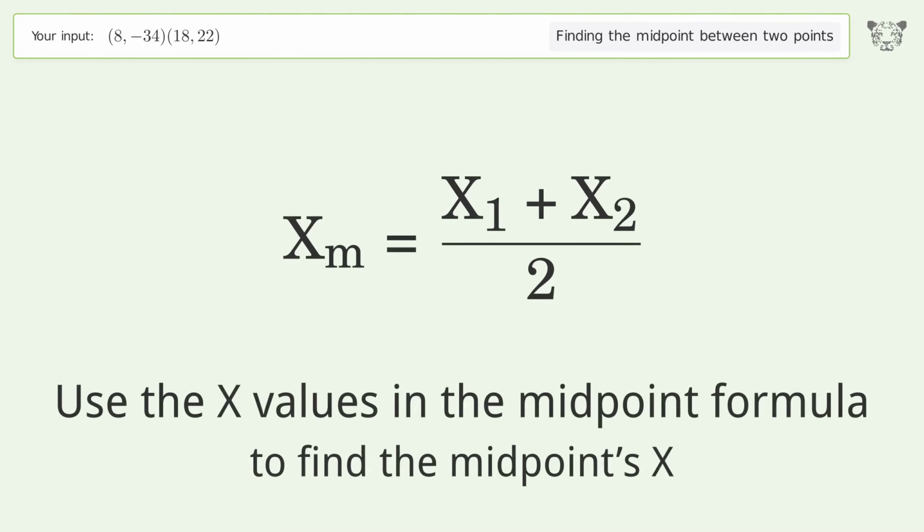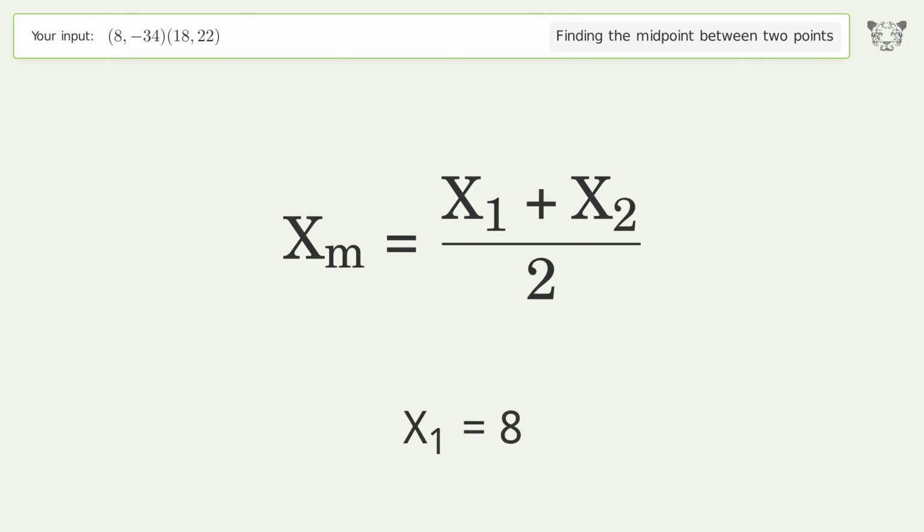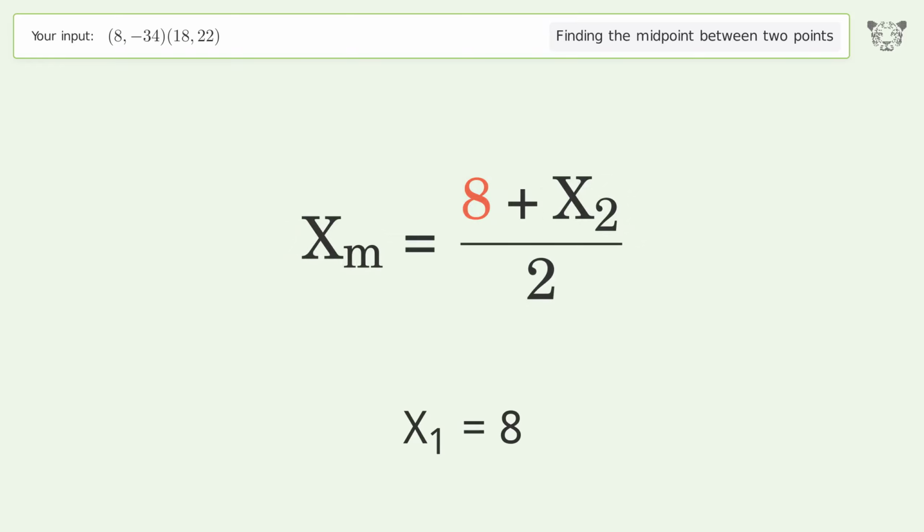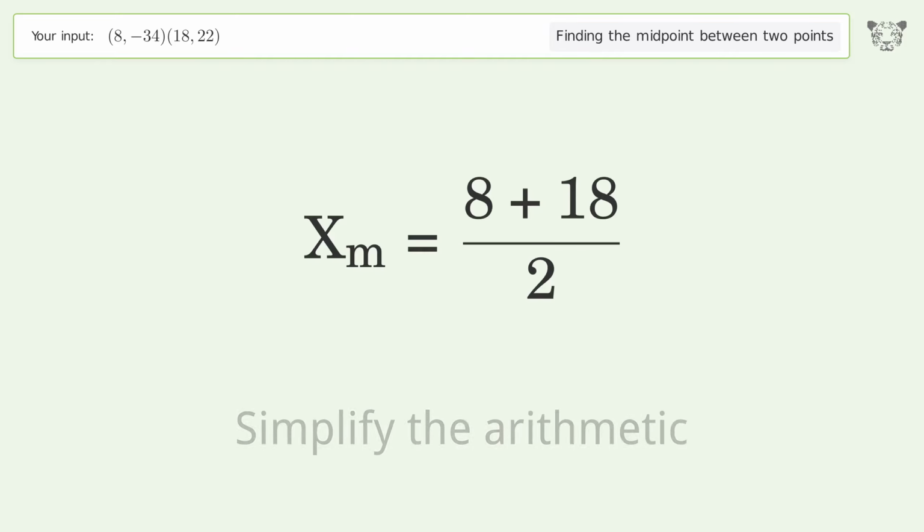Use the x values in the midpoint formula to find the midpoint's x. x1 equals 8. x2 equals 18. Simplify the arithmetic.